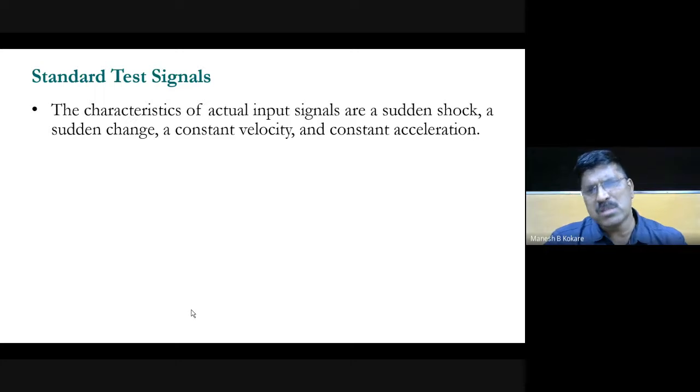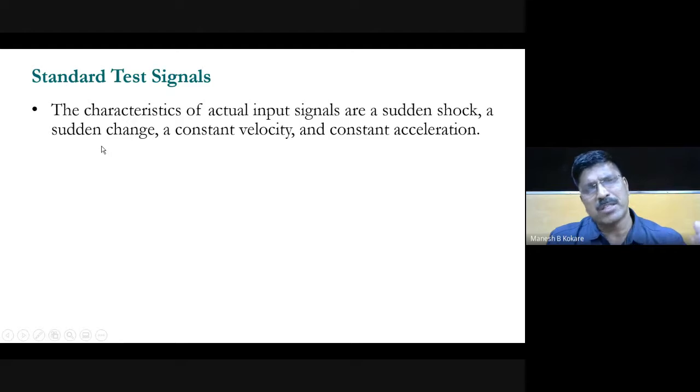So for all those worst cases, we should test that system, and if that system sustains those sudden shocks or sudden changes or constant velocity and constant acceleration, then that system can be deployed for real world applications. So how to test all those things in a laboratory? As I said, if you give a sudden shock, is there any signal which will represent the sudden shock?